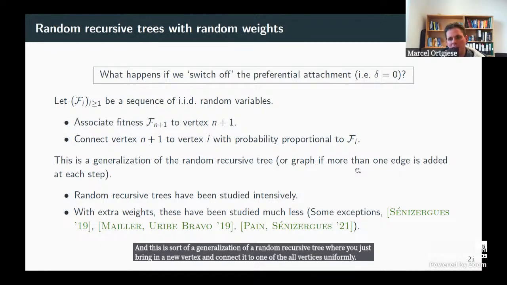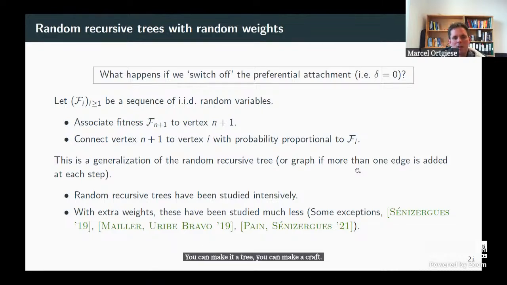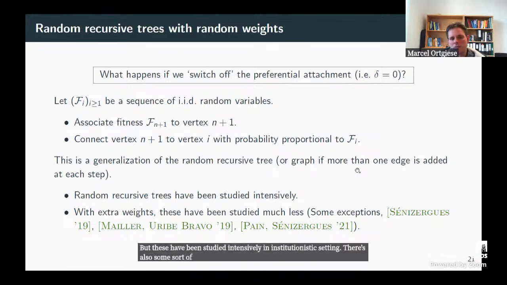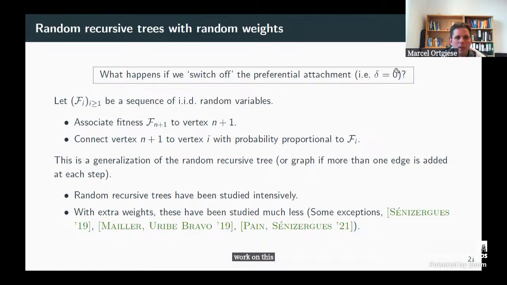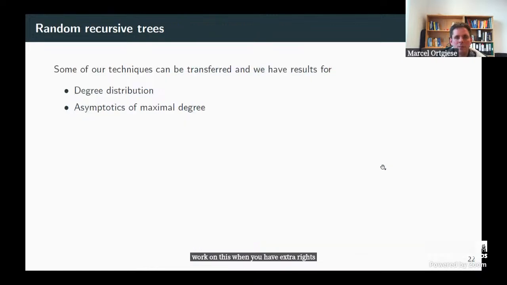You can make it a tree, you can make a graph, it doesn't matter. But these have been studied intensively in the deterministic setting. There's also some work on this when you have extra weights. But a lot of our techniques still work. Degree distributions immediately translate.